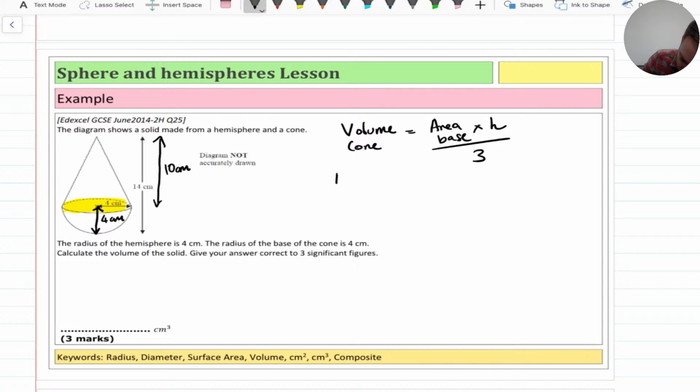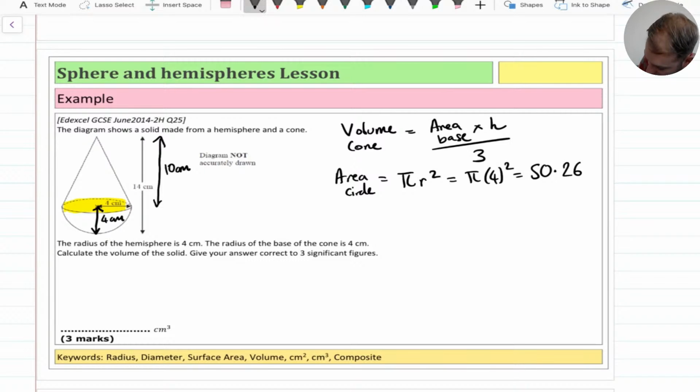So my area of the circle is equal to pi times by r squared. R in this case is 4. So it's going to be pi times by 4 squared, which is equal to 50 points. Now I'm going to do it to a few decimal places first. 265 centimeters squared.